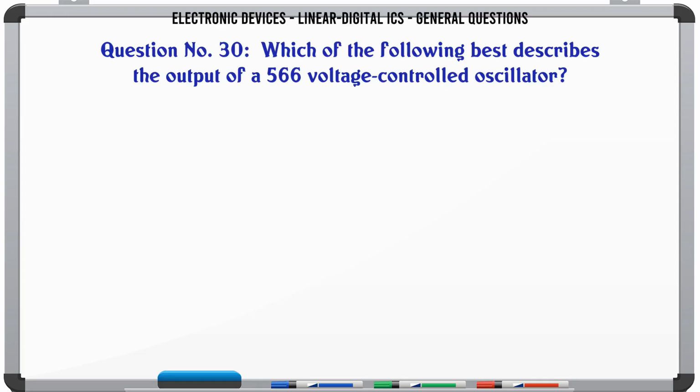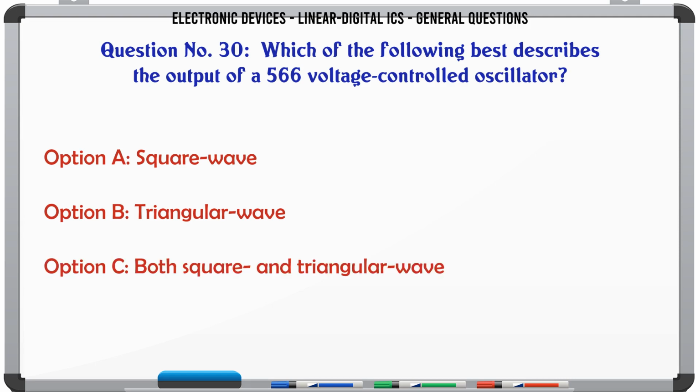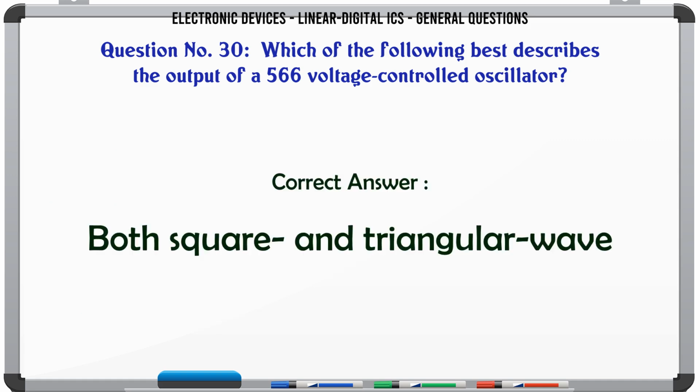Which of the following best describes the output of a 566 voltage controlled oscillator? A. Square wave. B. Triangular wave. C. Both square and triangular wave. D. None of the above. The correct answer is both square and triangular wave.